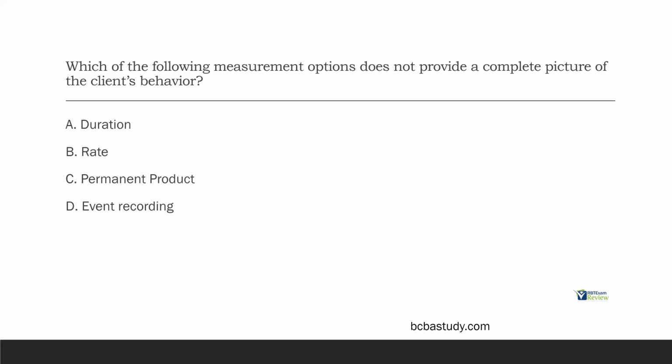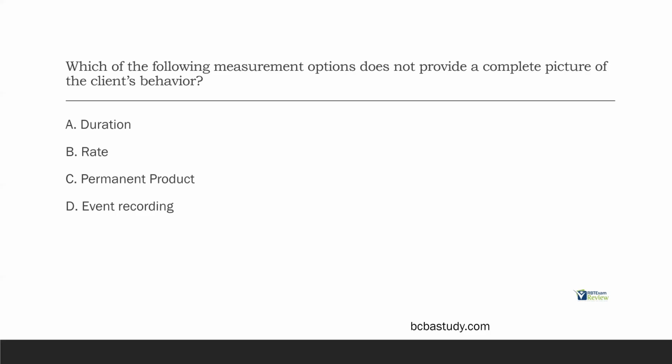The reason discontinuous measurement is often not as effective as continuous measurement is we get a sample. We don't get the full picture, we get a sample. So we're looking for options here that do provide a complete picture, and then our answer choice is going to be one that does not, right? So immediately we're thinking discontinuous measurement. A, duration. Does duration provide a complete picture of the client's behavior? You should be taking continuous duration data and giving a full picture of duration of whatever the target behavior is. Same with rate. You should be taking full continuous data on rate.